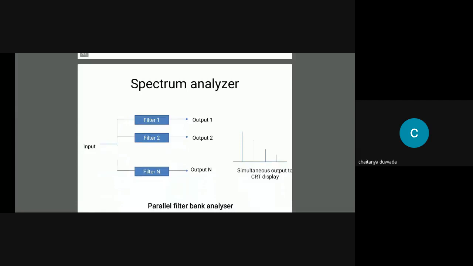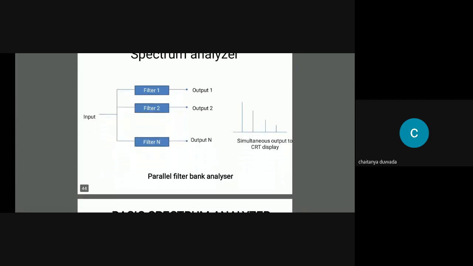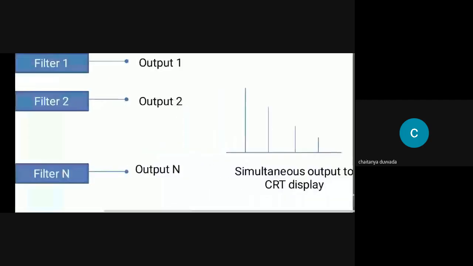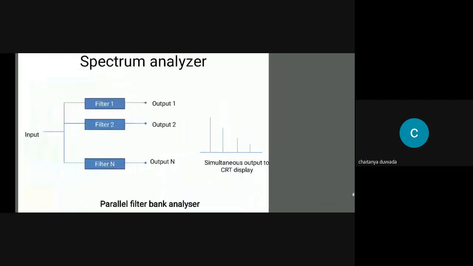So some graphs are there. Parallel filter bank analyzer: some input is given to different filters, and some outputs are obtained. So this is named the parallel filter bank analyzer. A few students, look at this diagram. It gives a simultaneous output to the CRT display.